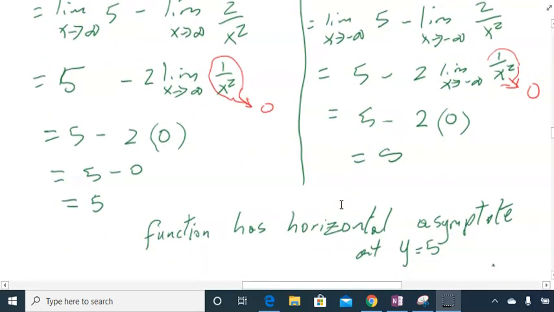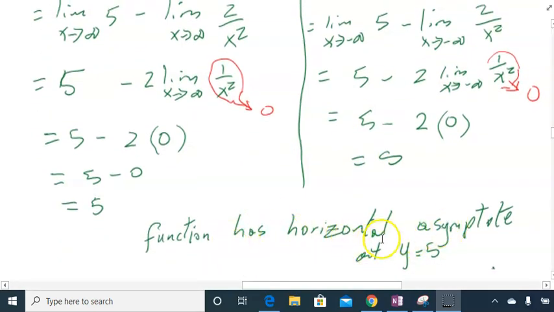So f has a horizontal asymptote at y equals 5. It could be either or, as long as it's approaching a specific number from either side. And on the two sides, it doesn't have to be the same number either. But in this case, it is the same, so that's good. The function has a horizontal asymptote at y equals 5.